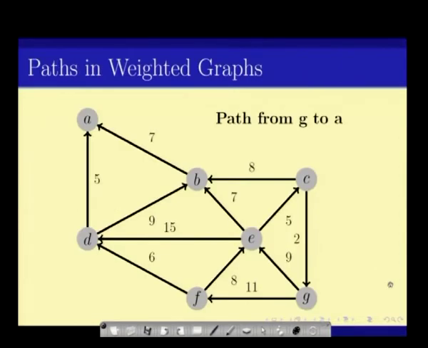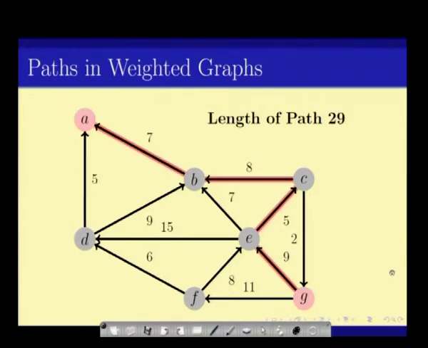For example, say here is a weighted graph. Now, in this weighted graph I have to go from G to A, and I can take this path. Now, note that what is the length of this path? The length of this path is 9 plus 5 plus 8 plus 7, and it turns out to be 29. So, although the number of edges is 4, the distance is 29.